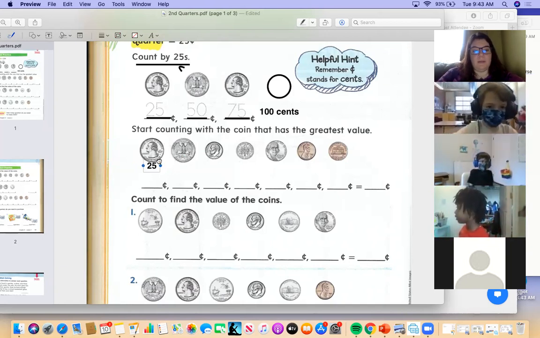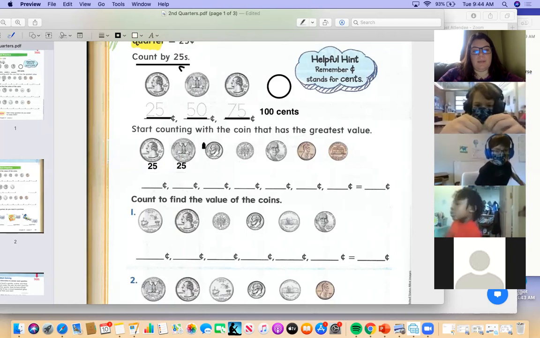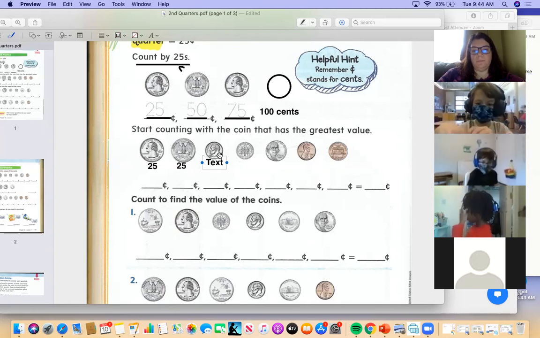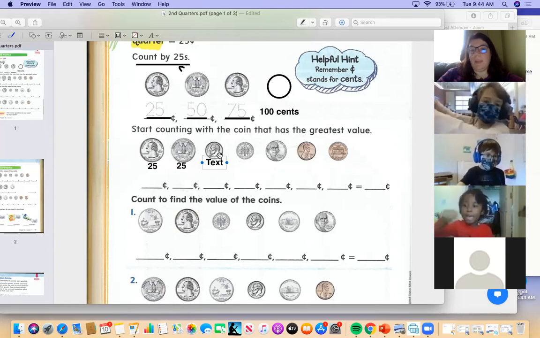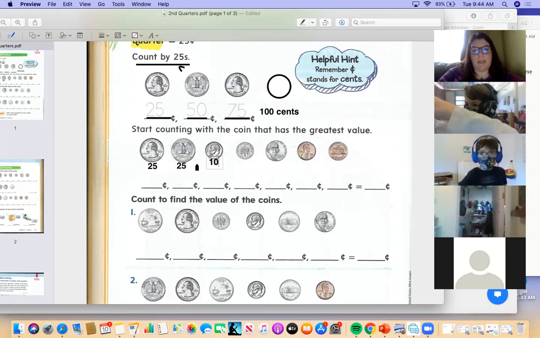Okay, so one quarter is worth how much? 25 cents. And I've got another quarter that's also worth 25 cents. And then what's this? What's the little coin? A dime. How much is a dime worth? 10 cents. We have another dime that's worth 10 cents.